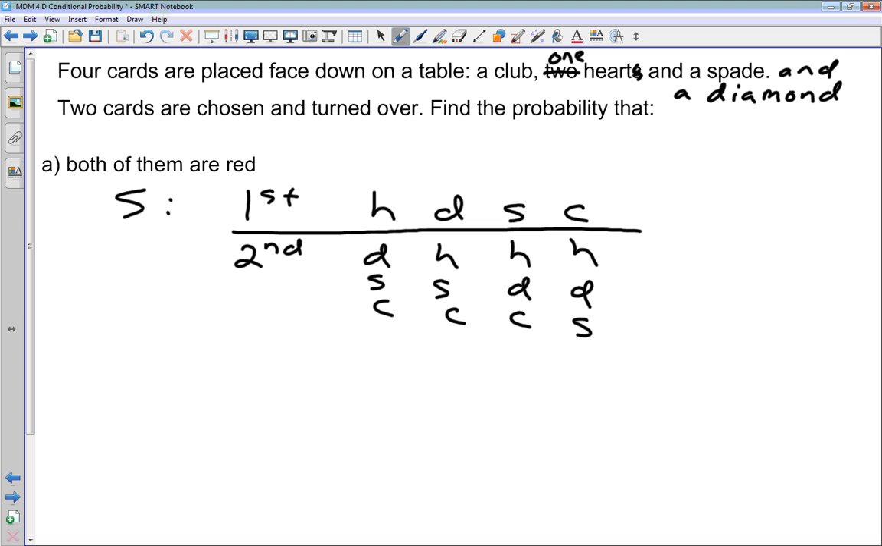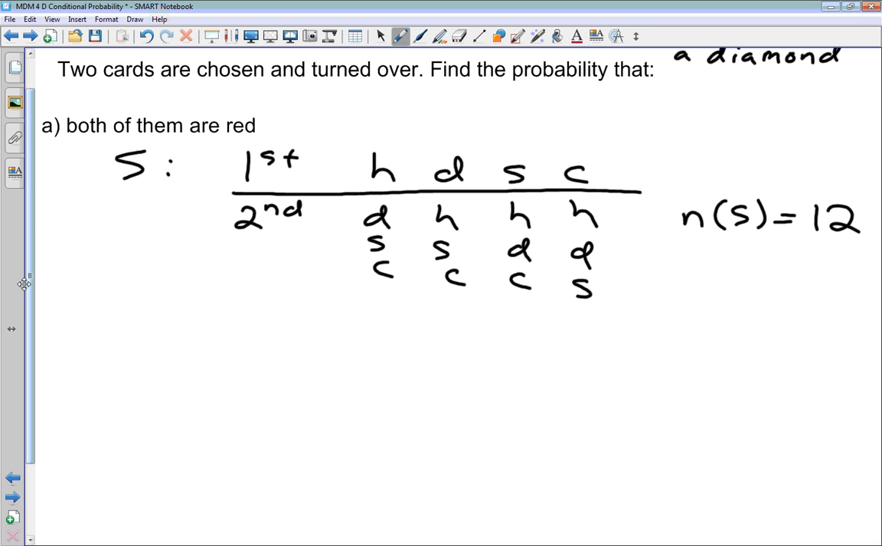So how many outcomes do we have in our sample space here? Well, a combination of our first card and one of our cards from down below constitutes an outcome. So we're going to have 12 possible outcomes: heart and 1, 2, 3, diamond and 1, 2, 3, spade and 1, 2, 3, club and 1, 2, 3. Okay? So 12 possible outcomes here.